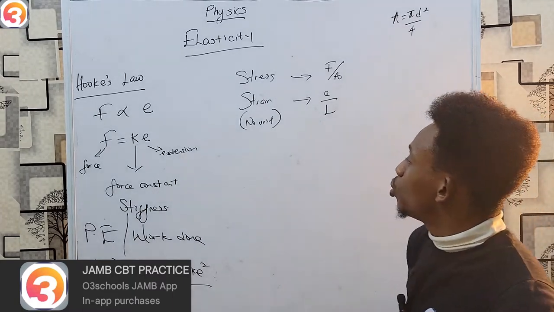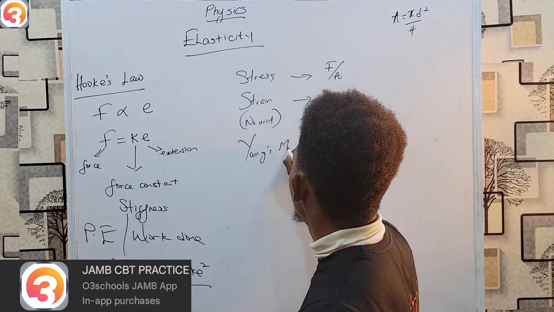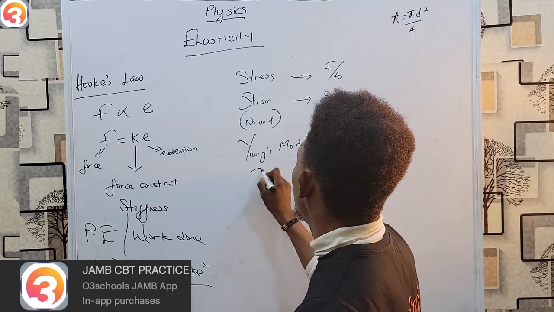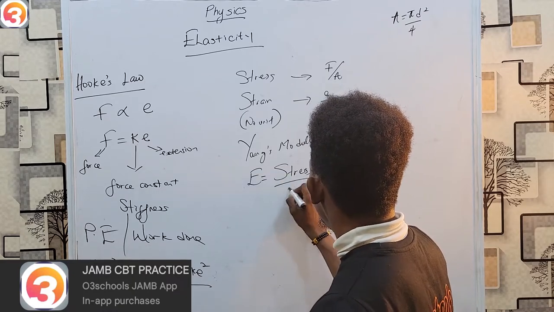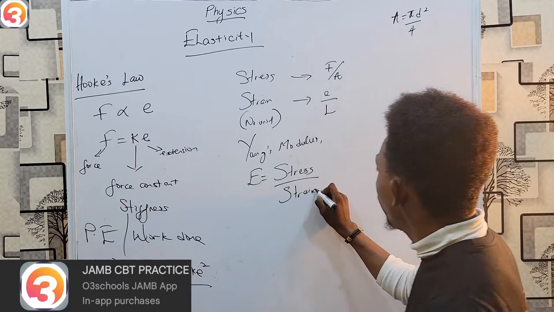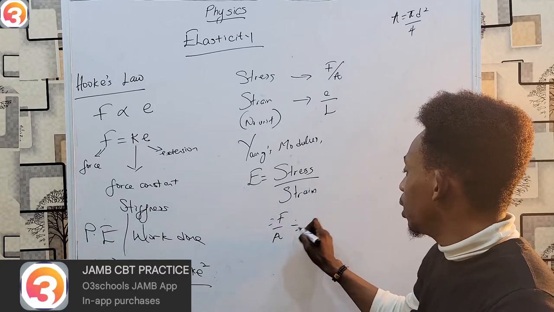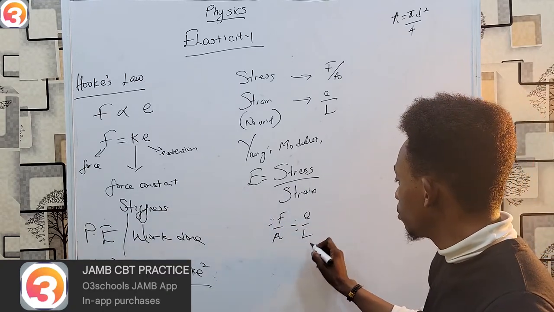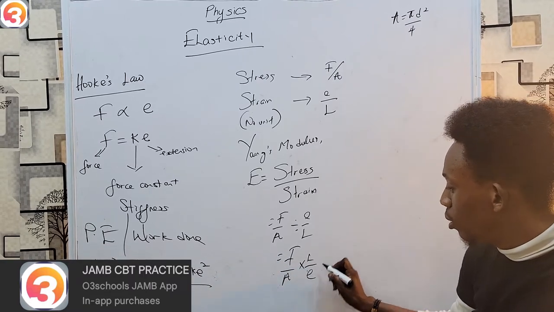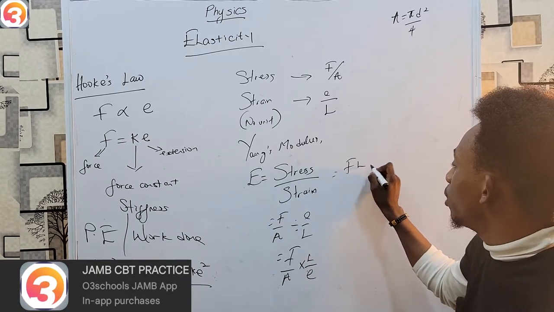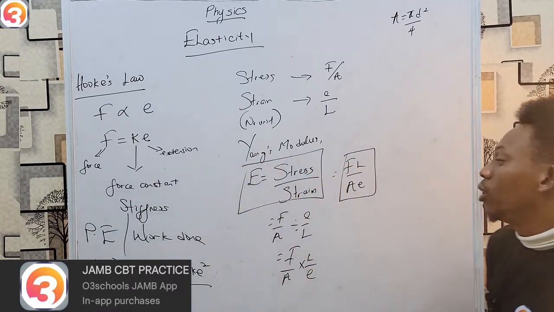And from these two, a new thing is created, which is known as Young's modulus. Young's modulus can be represented with letter E, and this modulus is the ratio of the stress to the strain. But if you look over here, the stress is F over A, and the strain is e over L. So from mathematics, this should give me F over A times L over e, telling me that Young's modulus is simply FL over Ae. Now, this is yet another formula that we should take note of.